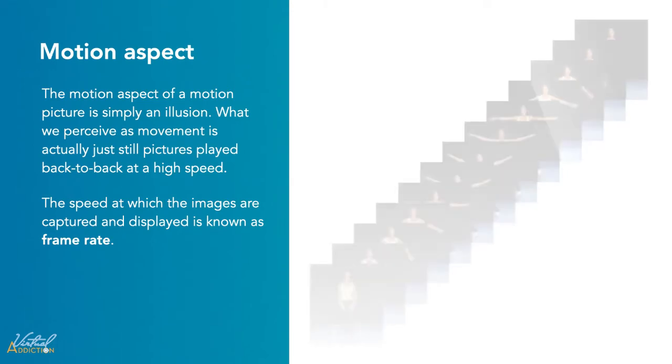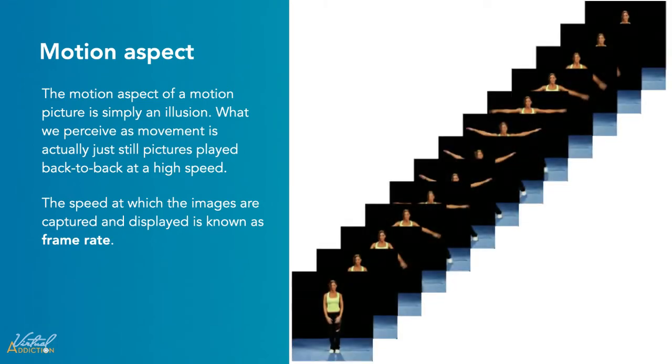The motion aspect of a motion picture is simply an illusion. What we perceive as movement is actually just still pictures played back to back at a high rate of speed. The speed at which the images are captured and displayed is known as frame rate.